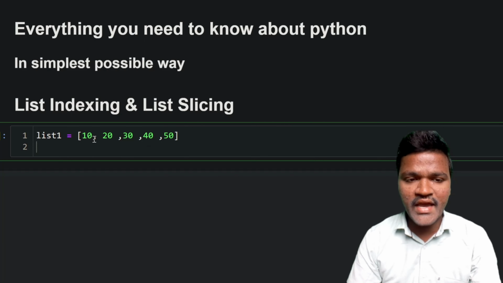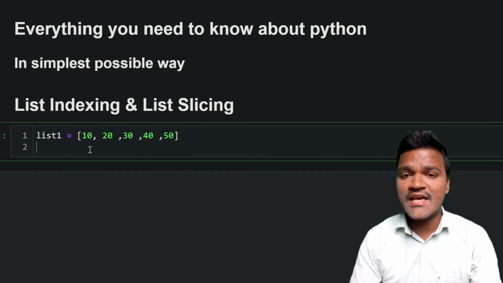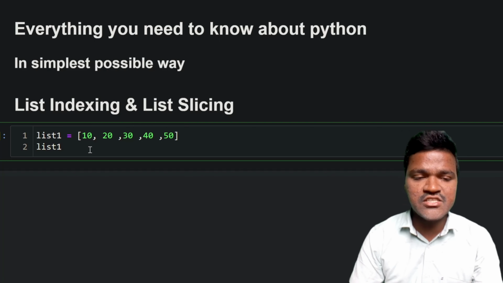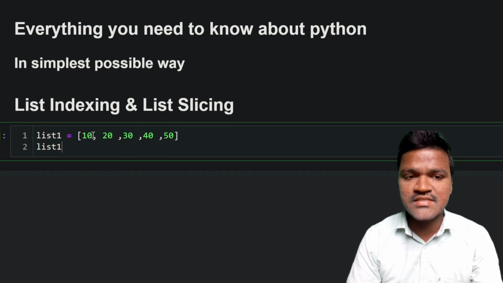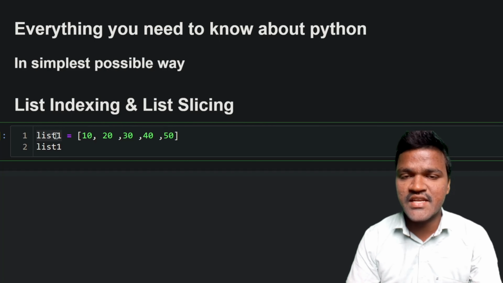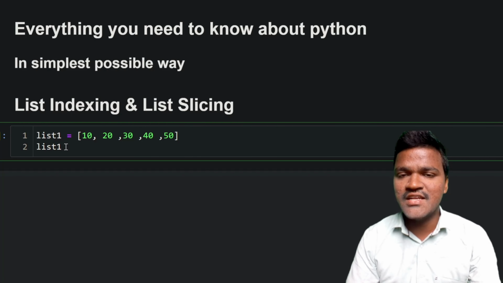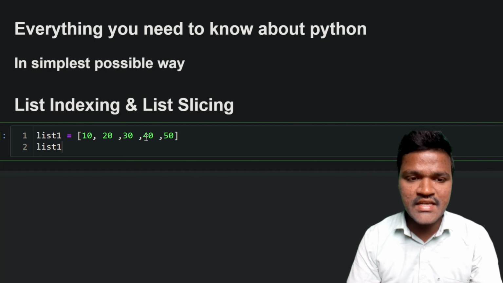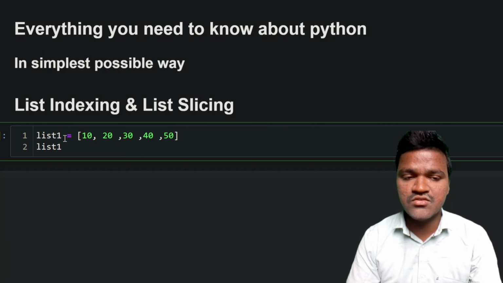In order to access this particular 10, as we have discussed, we can access through positive indexing, right? For that reason, I am mentioning list1. In order to access this container, we need to mention the variable. List1 is a variable. By using this list1 only, we need to access the elements, right? This variable is pointing to this list.